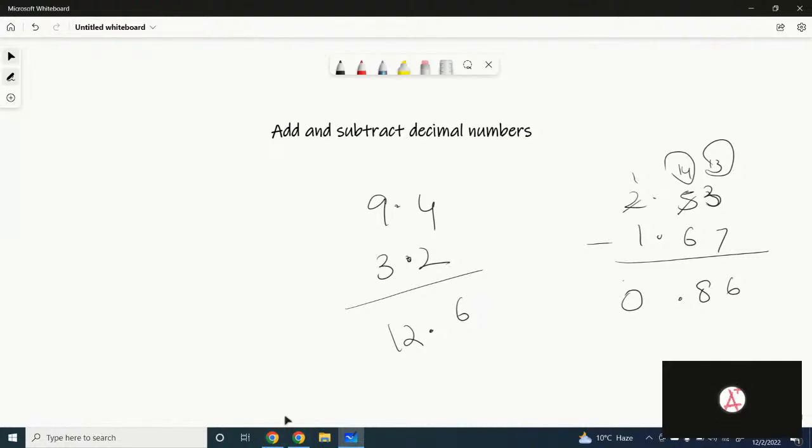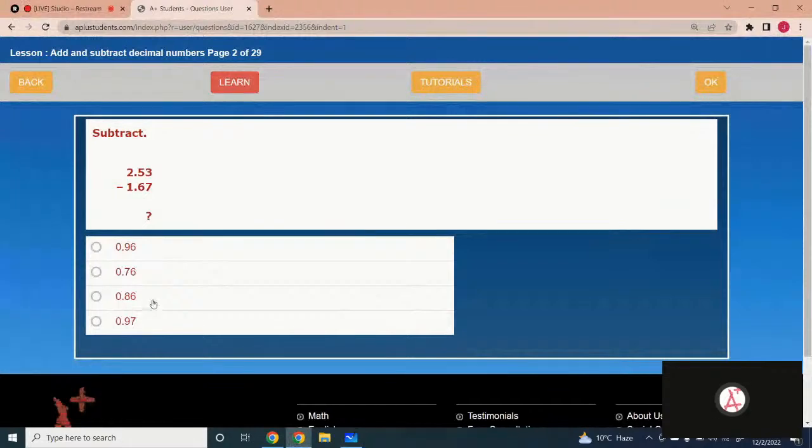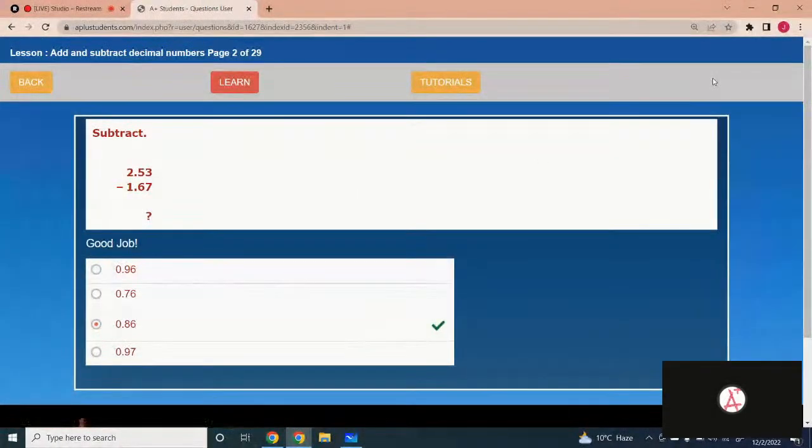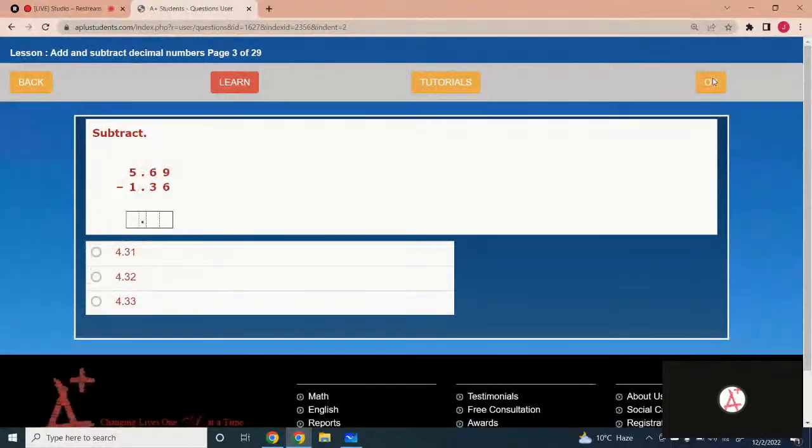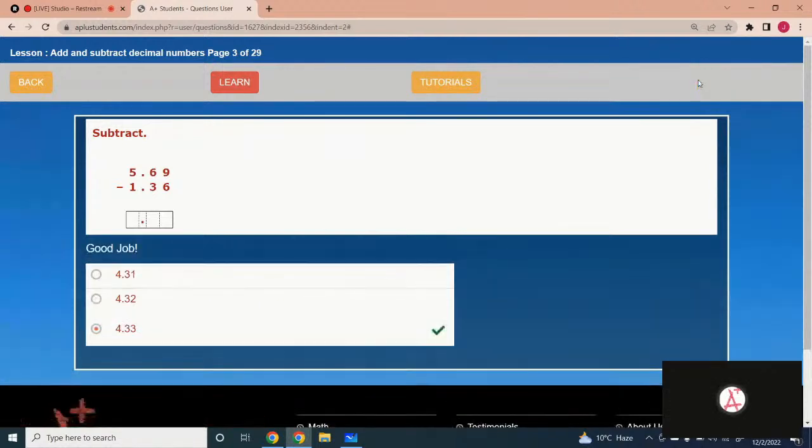Got it? Just select the correct option, then click on the OK button. Okay, again you have to subtract. So which is the correct option? Which is the correct option? No one is answering. Why? It would be 4.33. Got it? So just select the correct option, then click on the OK button.